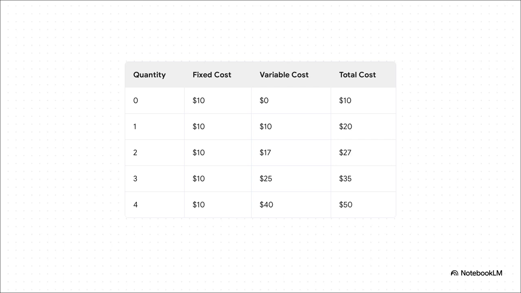But here's the key takeaway. Look at that very first row. Even when they're producing zero, zip, nada, they still have a total cost of $10. And why is that? Because those fixed costs, that rent, that oven, they don't care if you're busy or not. You still have to pay for them.